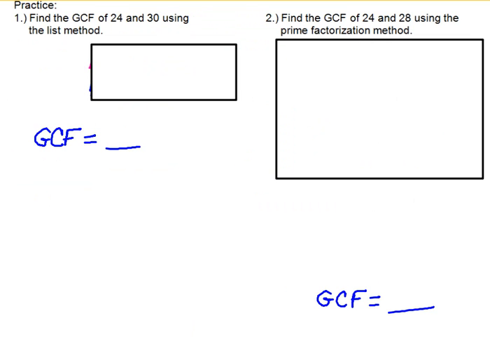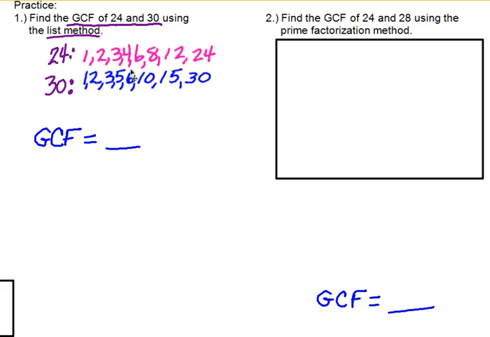Let's give it a try. Find the greatest common factor of 24 and 30 using the list method. So first thing you're going to do is write your numbers, 24 and 30. If you'll put colons in, it'll just be easier to follow your work. Now in the interest of time, I've already done them.